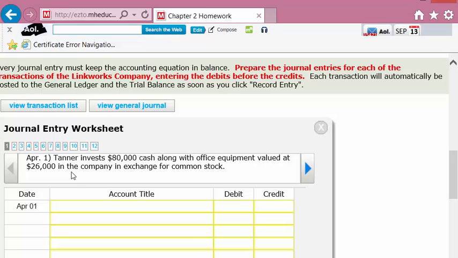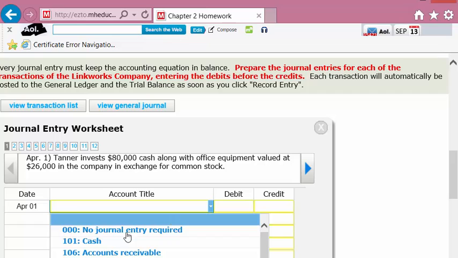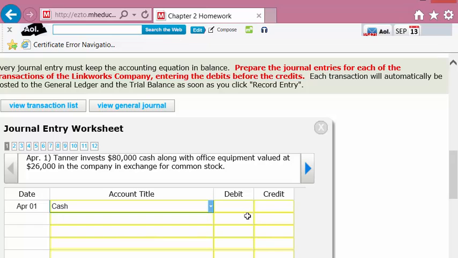Okay, so for this first one here, they tell me that Tanner invests 80,000 cash. So what should I do with my cash? Good, I'm going to debit cash, so I find the cash. See how much easier this is than what we were doing a minute ago? And I pop in the 80,000, don't I? Okay, got the cash side of that.